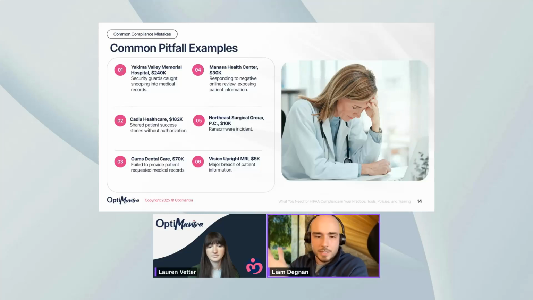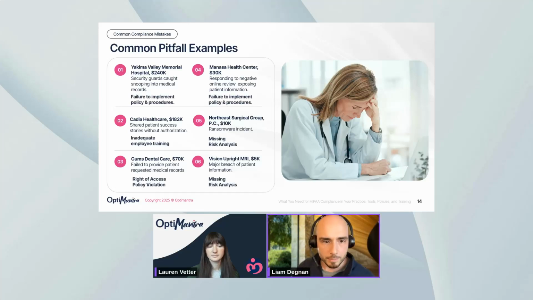In all of these cases, there was something wrong that was done. Something bad happened. Security guard caught snooping into medical records. Bad, right? Responding to a negative online review and exposing patient information. That's bad. Ransomware incident, a major breach, failure to provide medical records, sharing patient success stories without their permission, right? All of these things, there was something wrong that was done. Patient privacy was compromised.